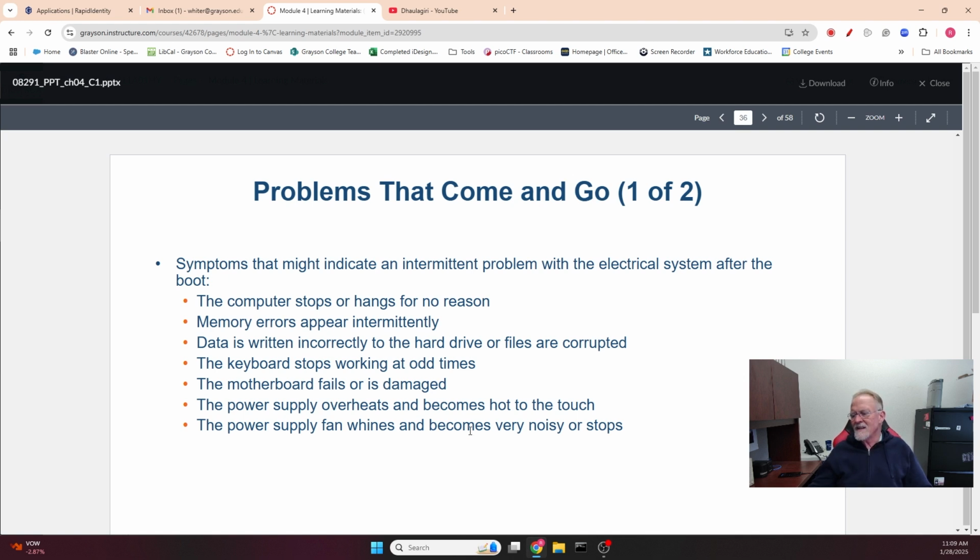When that happens, it doesn't usually kill the computer directly. What it does is it causes the computer to work for a little while and then it shuts down. And it works for a little while and it shuts down. So if you see those symptoms, it's not a bad idea to open the case and see if any of your capacitors are popped. Also, if the power supply fan is really noisy, or it stops, that's a bad sign.